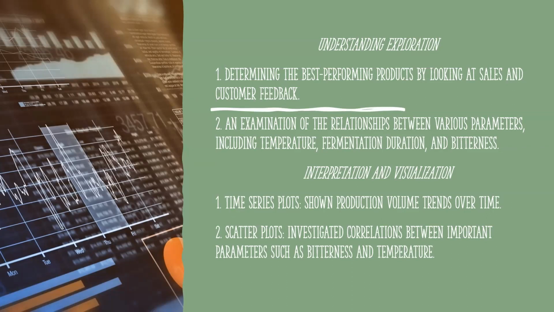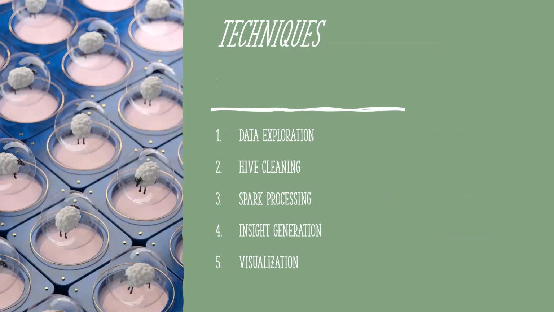Interpretation and visualization. To understand and share the insights gleaned from the data, visualizations were made. The following categories of visual aids were produced. First, time series plots, showing production volume trends over time. Second, scatter plots, investigating correlations between important parameters such as bitterness and temperature.